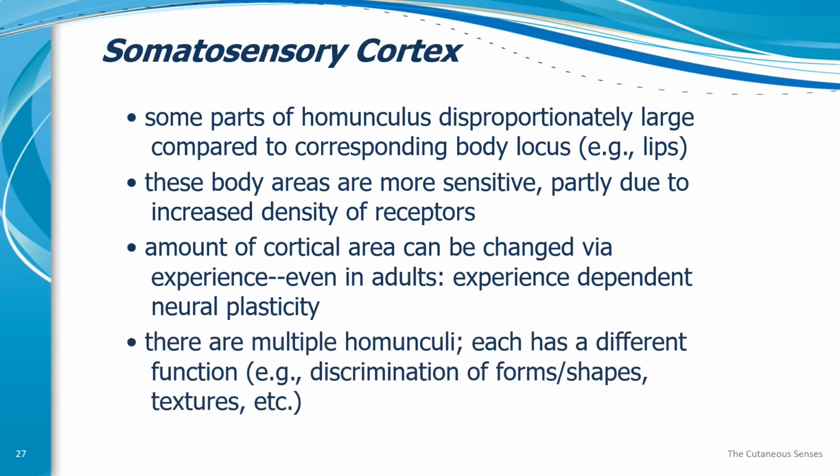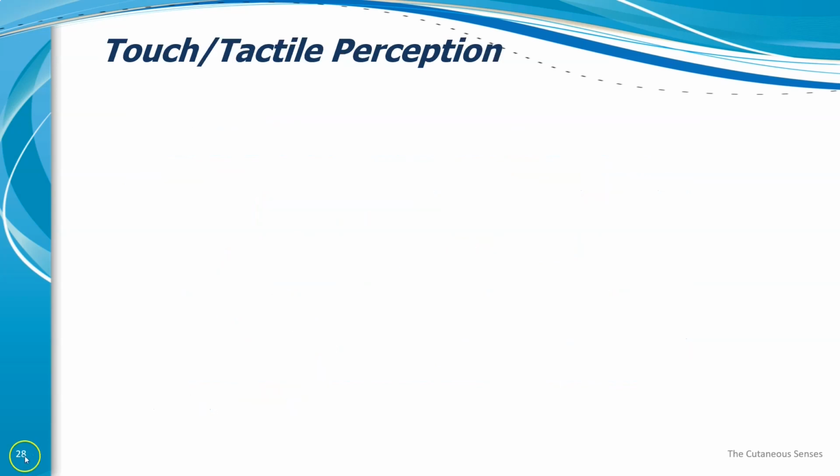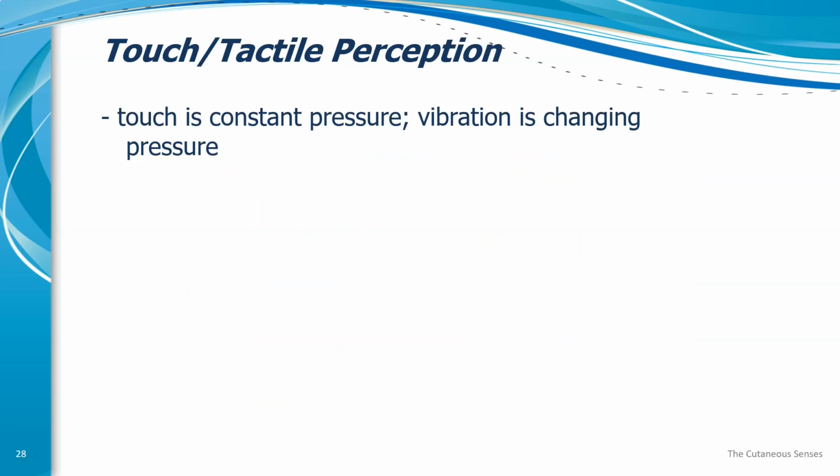So I showed you a couple of homunculi. There was the touch homunculus and then the motor homunculus. We have multiple homunculi. There's a whole bunch of them. There's some for discriminating forms and shapes. There's another one for textures and so on, and maybe even some others that we haven't discovered yet. Touch, of course, is feeling a constant pressure, whereas vibration is a changing pressure. So maybe these exist along a continuum. So maybe touch is a single touch, and vibration, we can think of that as a series of touches. I'll come back to that.